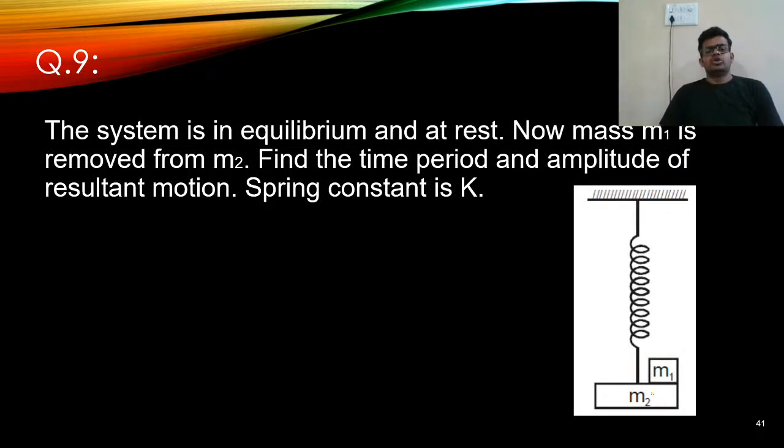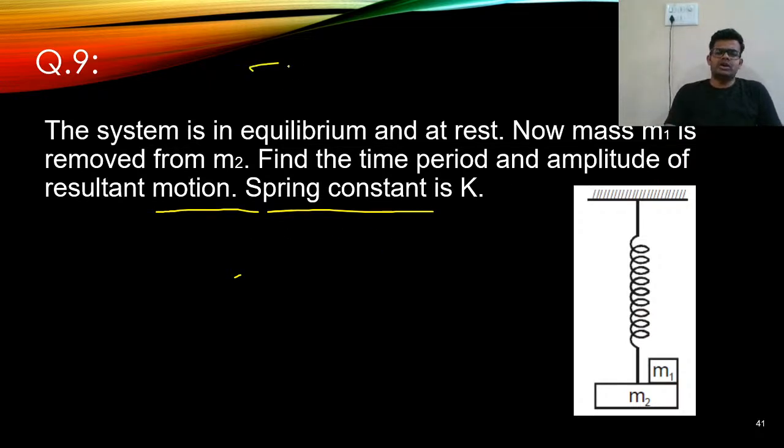Okay, so the question in front of you is, a system is in equilibrium. Initially it is in equilibrium and at rest. Now the mass m1 is removed from it. So what will happen? As you remove the mass m1, the equilibrium position will change. So it will come up and then go down, like that. It will execute SHM. Find the time period and amplitude of the resulting motion. And the spring constant is K.